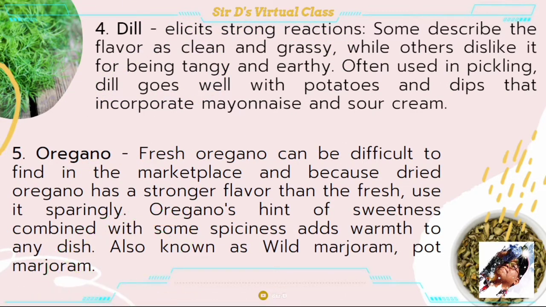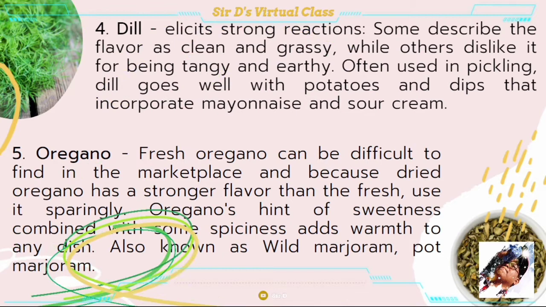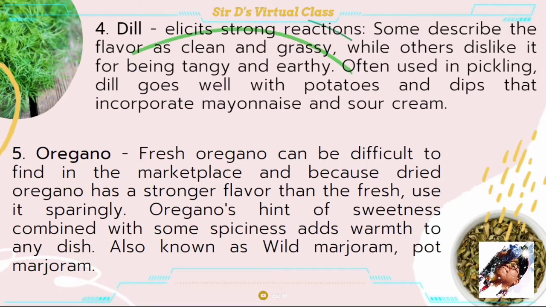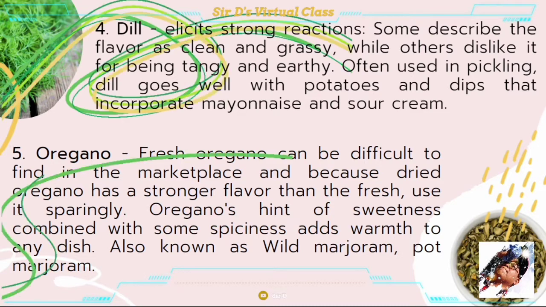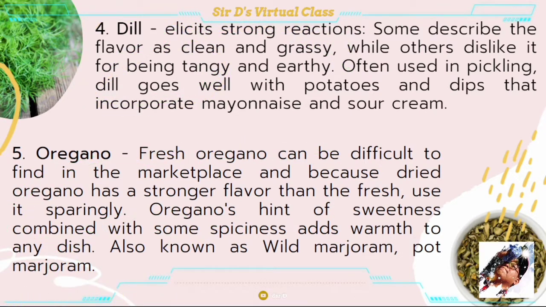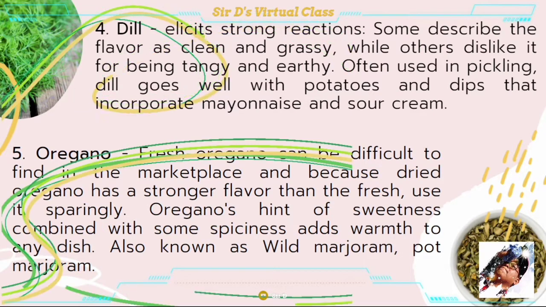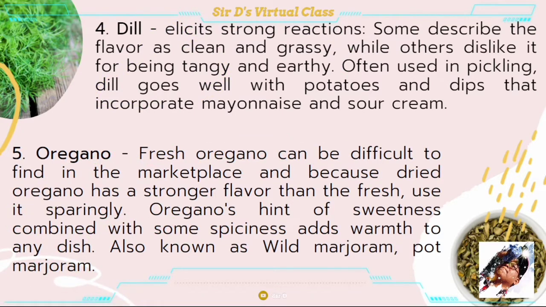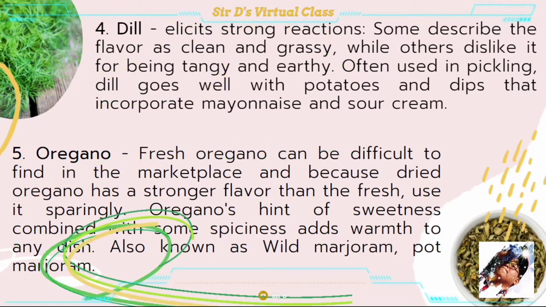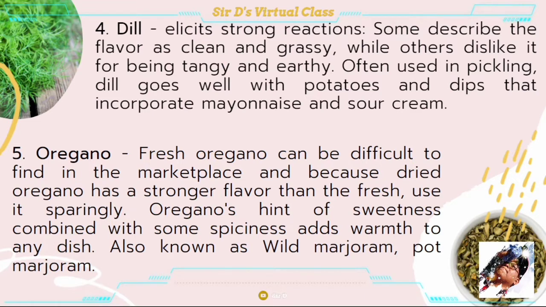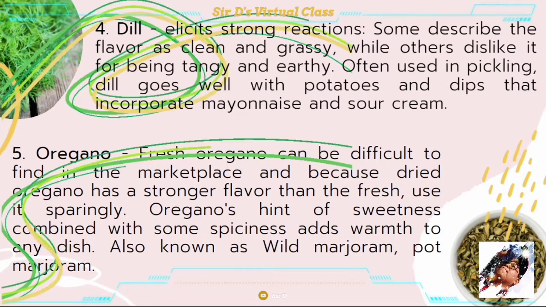Oregano. Fresh oregano can be difficult to find in the marketplace, and because dried oregano has stronger flavor than the fresh, use it sparingly. Oregano's hint of sweetness combined with some spiciness adds warmth to any dish. It is also known as wild marjoram or pot marjoram.